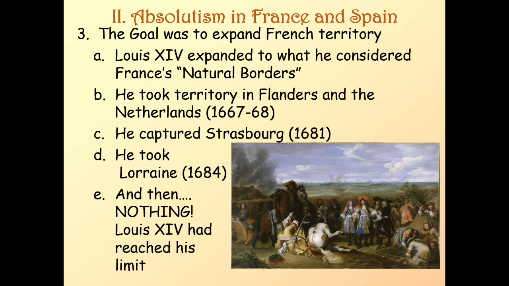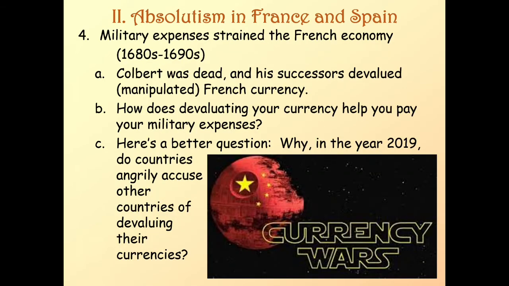The goal was to expand French territory. Louis XIV expanded to what he considered France's, quote, natural borders. He took territory in Flanders and the Netherlands, 1667 to 1668. He captured Strasbourg in 1681. He took Lorraine in 1684, and then nothing. Louis XIV had reached his limit, the full extent of his military conquest ability. Military expenses strained the French economy in the 1680s and 1690s. Colbert was gone. He was dead. And his successors devalued, in other words, manipulated the French currency.